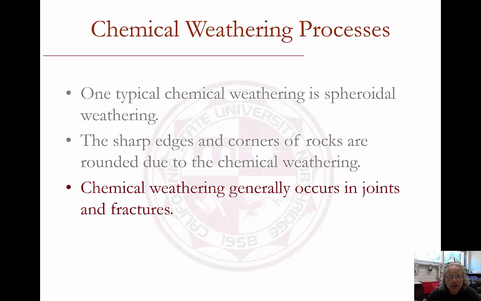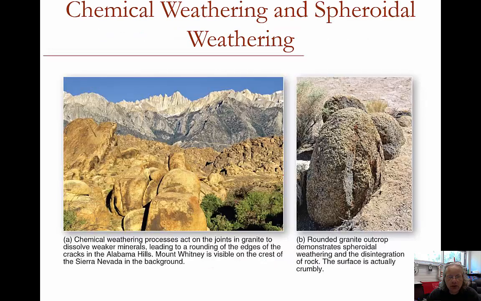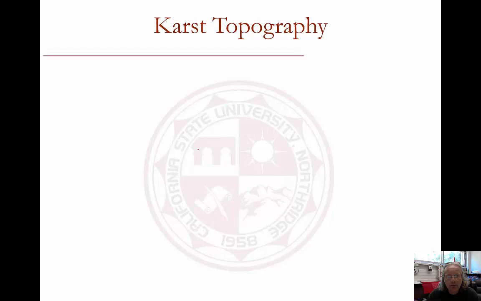What you get with this spheroidal weathering are rounded rocks. Chemical weathering generally occurs in the joints and the fractures as well. Here are some of these roundy looking rocks. You can find these on local hikes as well. And there's chemical weathering going on in the joints that dissolves weak minerals. This is the Alabama Hills, which are not far from here as well. You can go and witness this yourself.